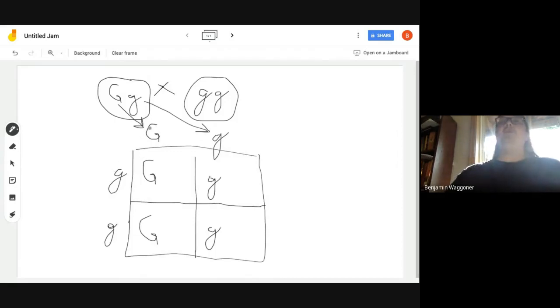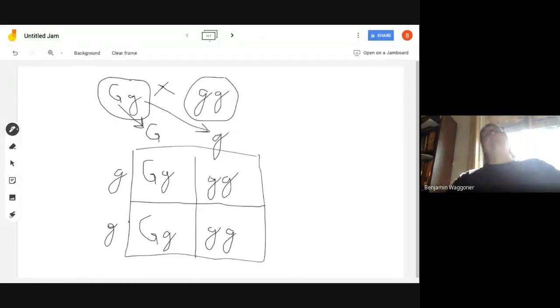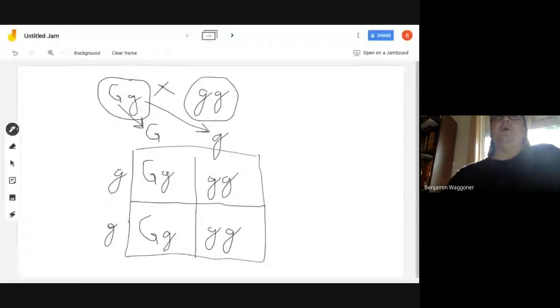All right, so we've taken those letters and filled them in on the rows from top to bottom. And from left to right, we fill in little g, and then we move this from left to right, little g, and little g. Okay, so there's our Punnett square.